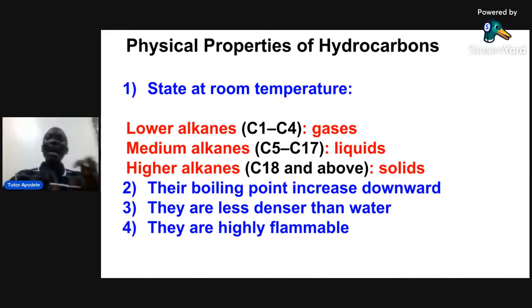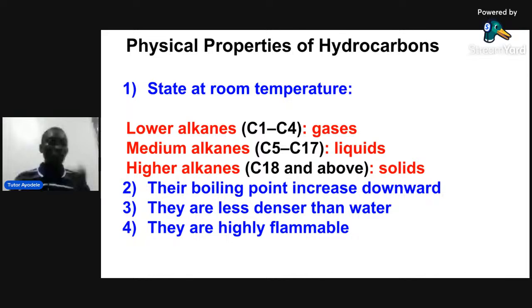Your cooking gas is butane. Is it not a gas? It's a gas. It's within the range of carbon 1 to carbon 4. Your butane is C4H10. I will show you here how you can get it. Don't be scared. So it's C4H10. That's the formula of the butane you normally use to cook your food at home. So that's it, it's gas.